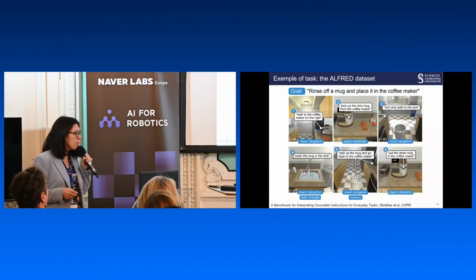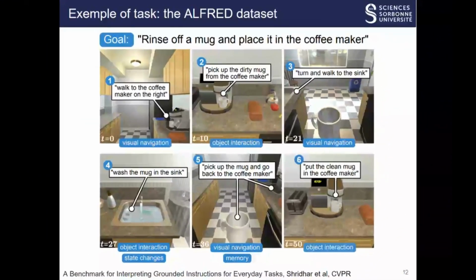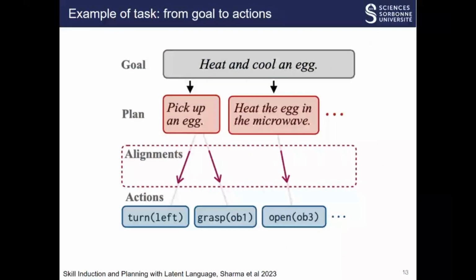So some example here, this is the Alfred dataset in which you have a goal and you have a sequence of frames associated with the different sub-goals that should be carried out to perform the final task. And in terms of model, usually it looks like this. You have a goal, you decompose into a plan, and at the end you have to do the alignment between the plan and the logic actions.